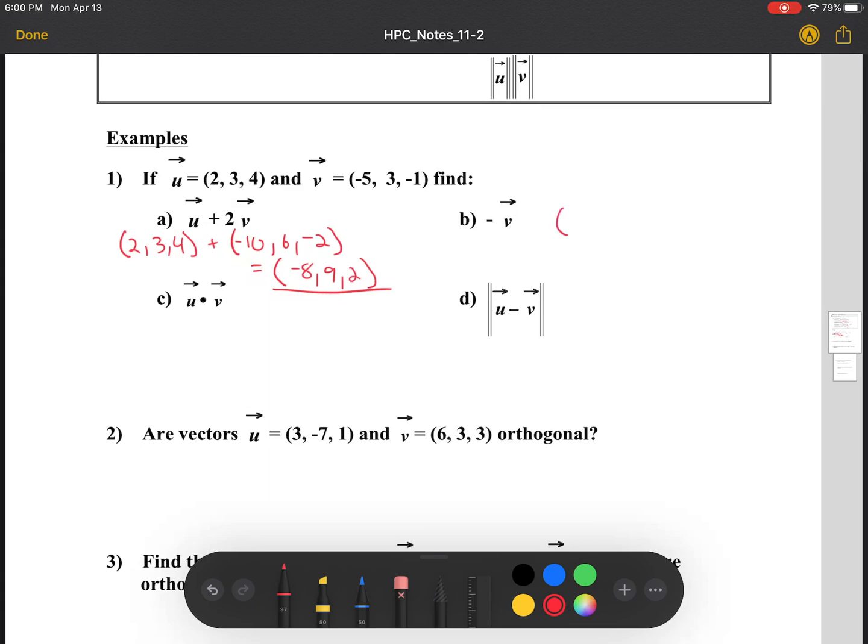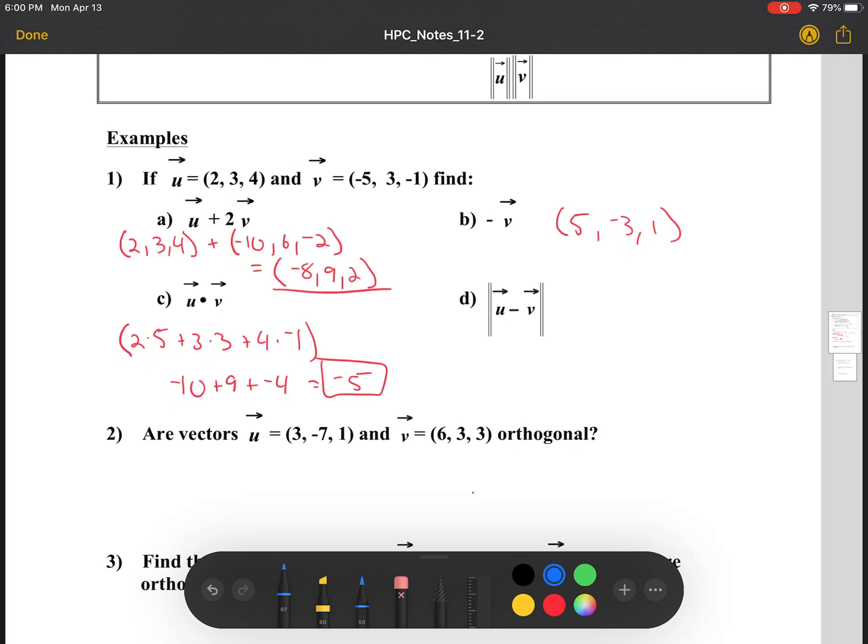Pretty easy stuff. For b, negative v, all we're doing is switching the sign. So switch the signs of the v vector: 5, negative 3, 1. For c, we're taking the dot product of the two. Remember, we're multiplying and adding. Multiply the components, add them all up. You get 10 plus 9 plus negative 4. It's going to give you negative 5.